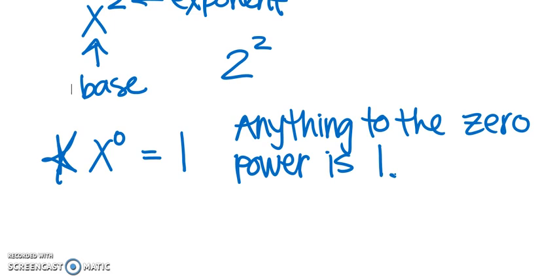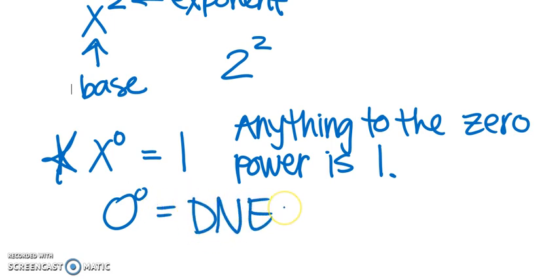The only exception is that 0 to the 0 actually does not exist. So we're not going to worry about that. You're not going to have that issue. If we ever have a variable, we are assuming that the variable is not 0. Okay, so we're going to assume it's something besides 0. So this is what you need to know. And that's what's going to help you. That was easy, so let's move on to negative exponents.